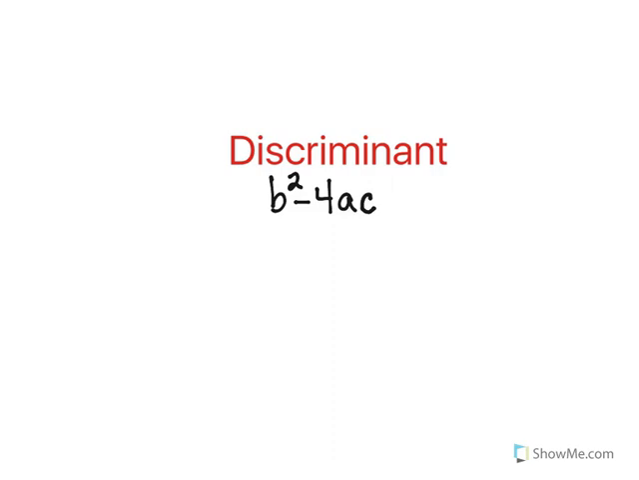Where have we heard b squared minus 4ac? Yeah, quadratic formula. This is what's underneath the square root symbol. So we're going to get a lot of practice with it today. The best formula to use with the discriminant is really this one: ax squared plus bx plus c.